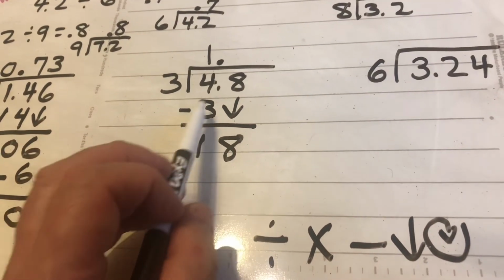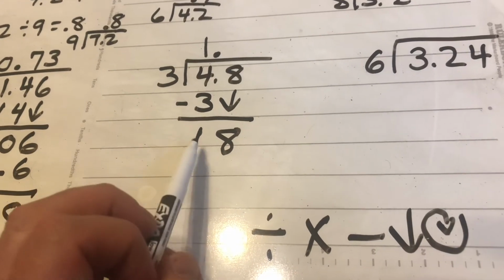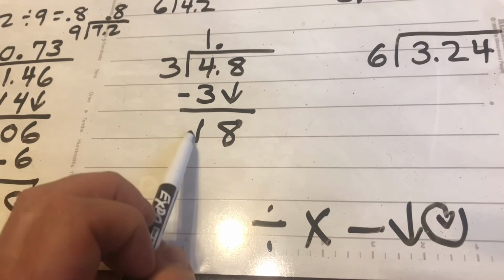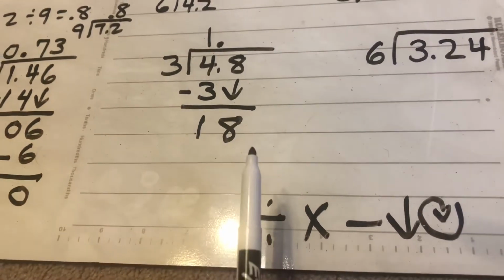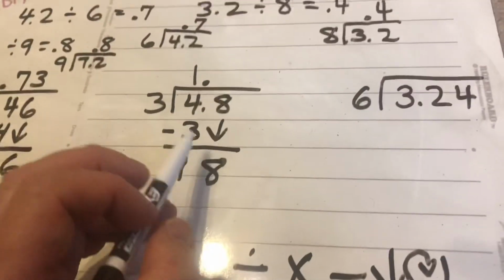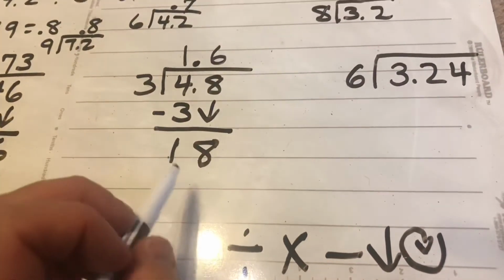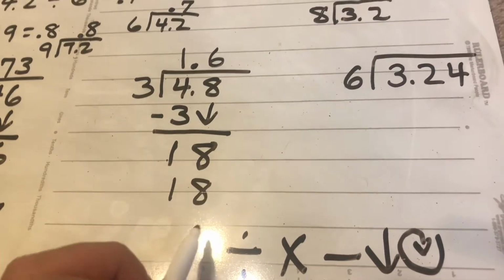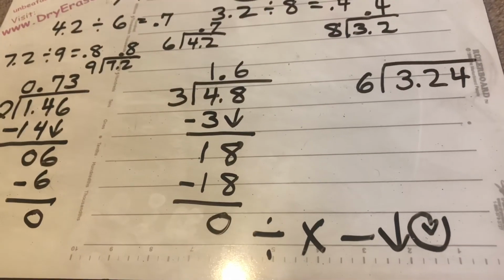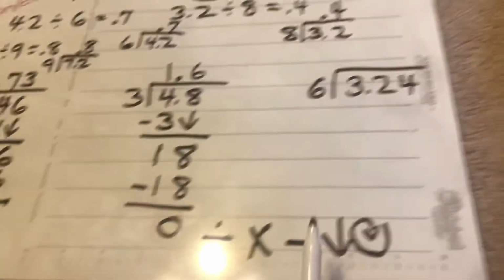And remember when I subtract, like here I had 4 minus 3 is 1, I need to make sure that the answer I get to the subtraction problem is less than what I'm dividing by. And 1 is less than 3, so I like that. Then I bring down the 8 and I end up with 18. Now 3 can go into 18, I believe, 6 times. 6 times 3 is 18. 18 minus 18 is nothing. And so I end up with a final answer of 1 and 6/10.